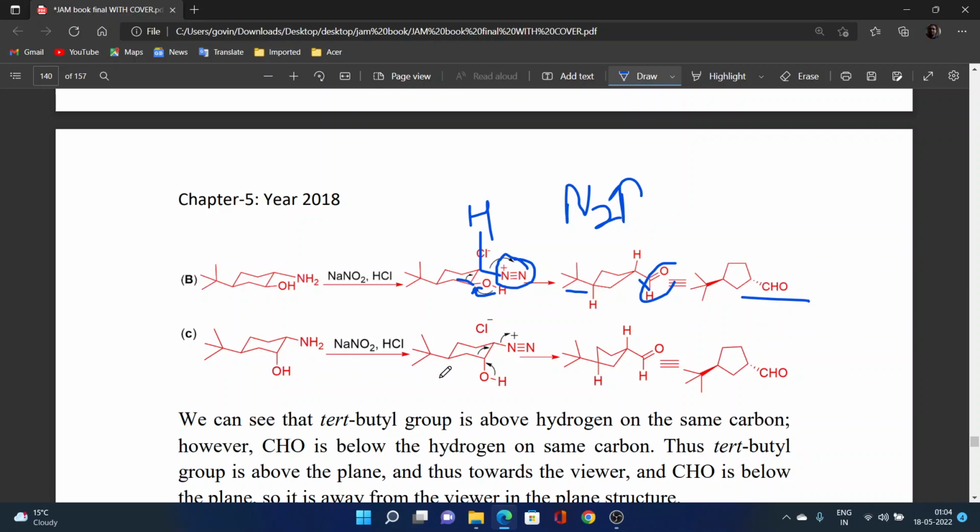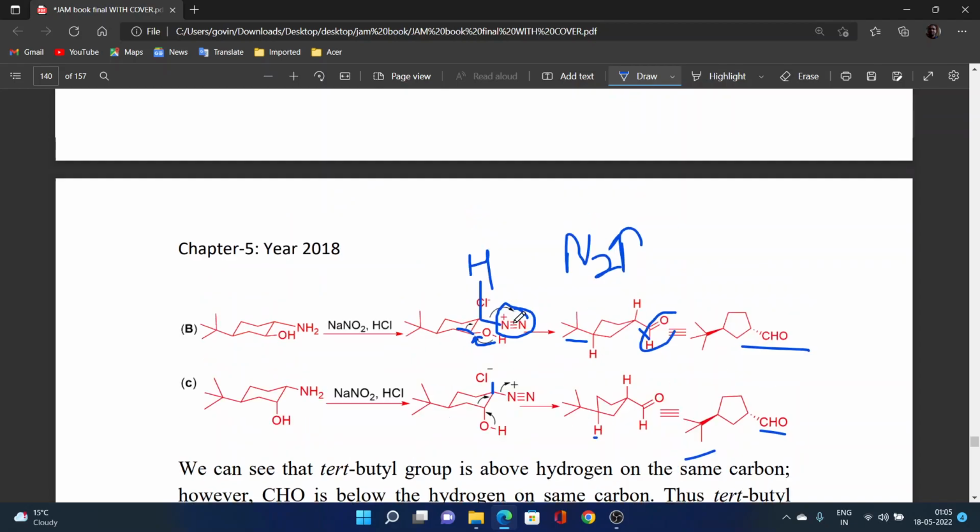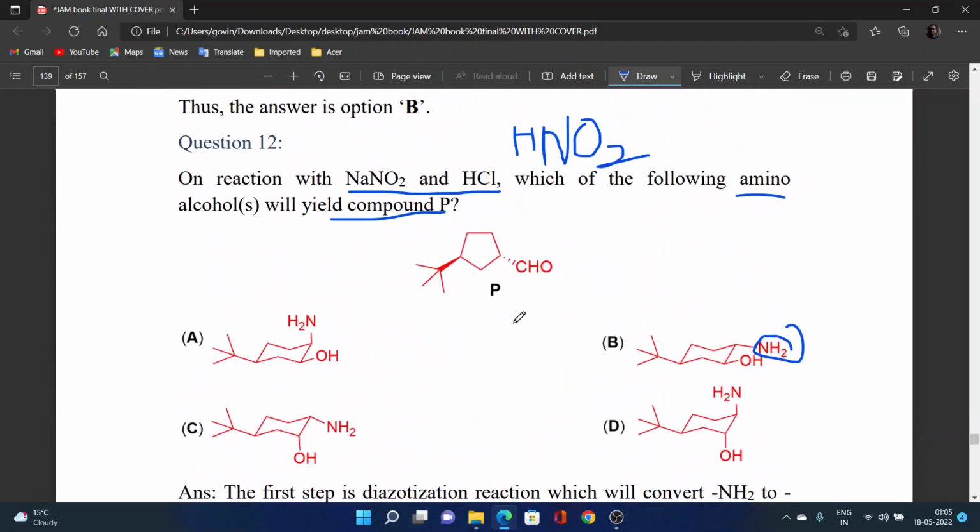Here again it is pretty much the same, the only thing is OH is in axial position. This moves here, this moves here, and then again we are getting this. The hydrogen which is on top remains on top, and the CHO which is forming is down, so it is away from the viewer. This tertiary butyl is above the plane and this hydrogen is below the plane, so tertiary butyl is again towards the viewer. So B and C are the right answers. They have very clearly given the stereochemistry of the product also. Fine.